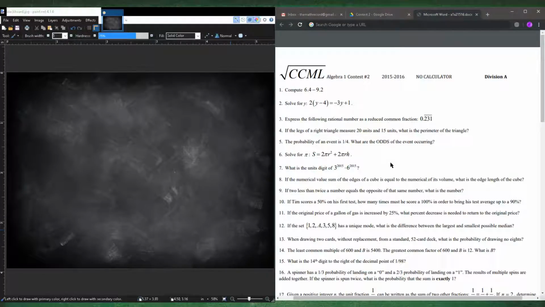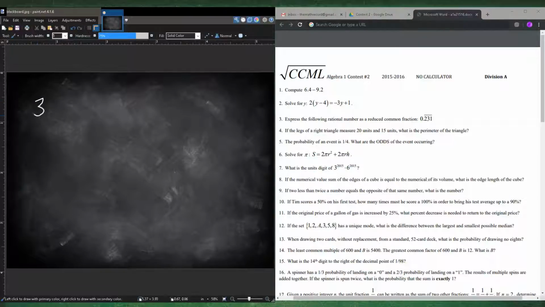Just rearranging variables, not that hard. Number 7, what is the units digit of 3 to the power of 2015 times 6 to the power of 2016? Okay, so you gotta think about this.